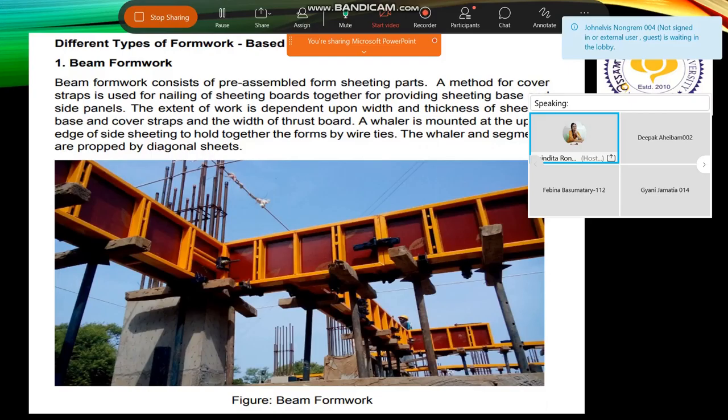Different types of formwork based on structural member. Number one, beam formwork. Beam formwork consists of pre-assembled form sheeting parts, as you can see in the picture here. It is a method where covering straps are used for nailing sheeting boards together for providing the sheeting base and side panels. The extent of work depends upon the width and thickness of the sheeting base and cover straps and the width of the truss board. A waler is mounted at the upper edge of the side sheeting to hold together the forms by wire ties. The waler and segments are propped by diagonal sheets.